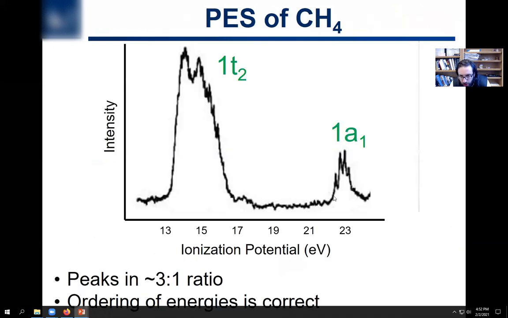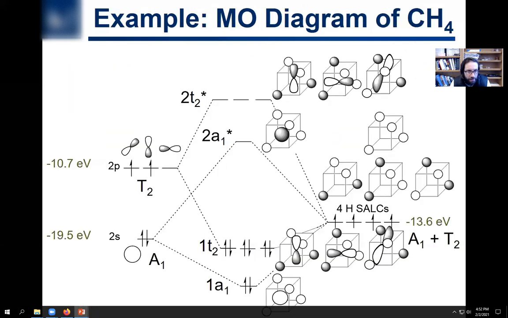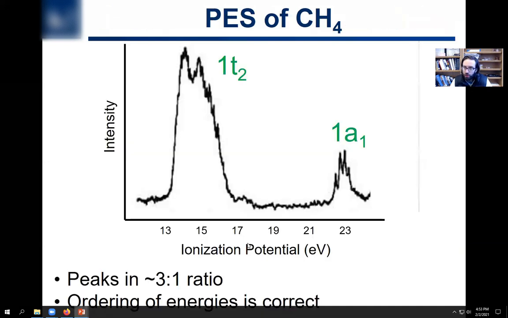Indeed it is. The 0-0 transition is around 23, right? And for T2, it's around, I don't know, 13.5, okay? Again, that's lower than 10.7. That's lower than the energy of the 2p orbitals on carbon, the ionization energy of the 2p orbitals on carbon, because this is a bonding orbital. So everything's matching up. It's really powerful because we get these actual energies out of it.